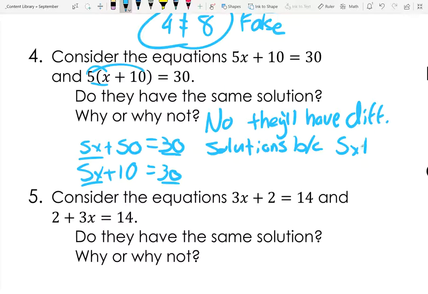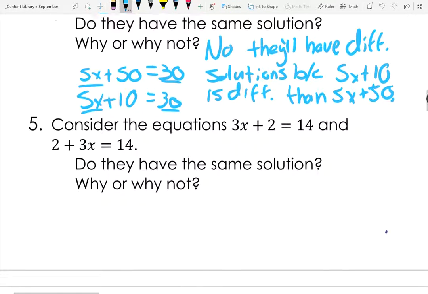because 5x plus 10 is different than 5x plus 50, right? They're still equal to 30. Both of these are, but they're different setups. 5x plus 10 and 5x plus 50 are different things. There's no way you can imagine that they would have the same solution.